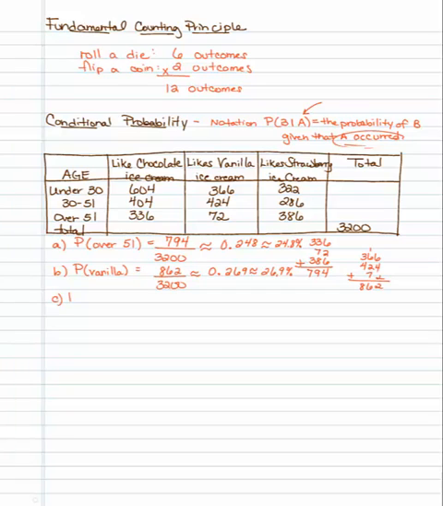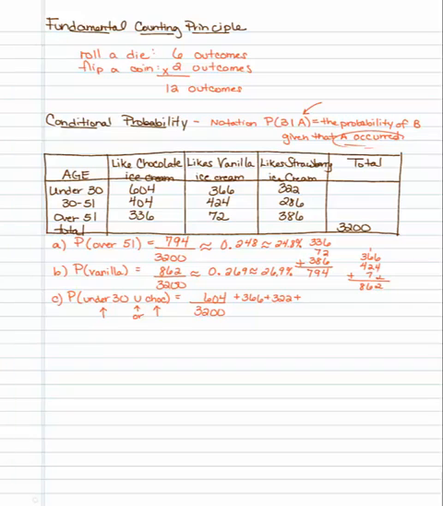Let's try something where they are under 30 or they like chocolate ice cream. Out of everybody, there's 3,200 people. Under 30 and likes chocolate, I don't want to mark my table, but look where those intersect, and there's 604 people in that section. But this is the or. So this means everybody under 30: 604, 366, 322, plus everybody who likes chocolate.